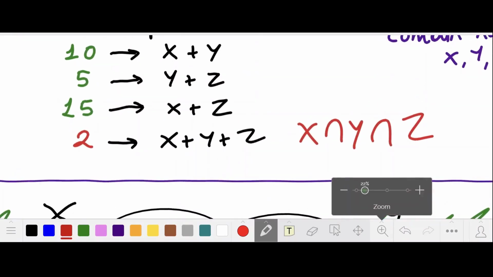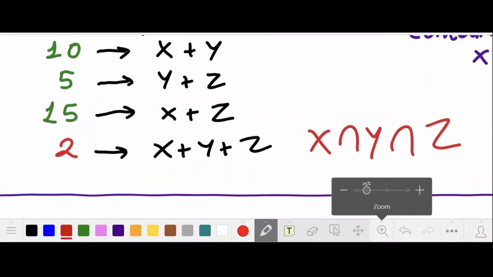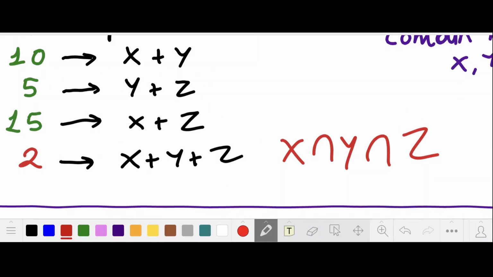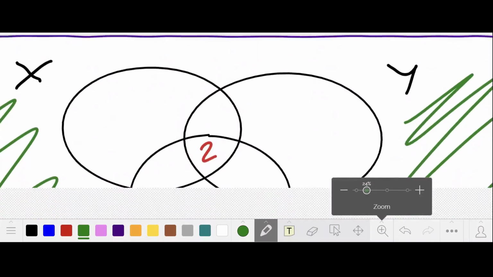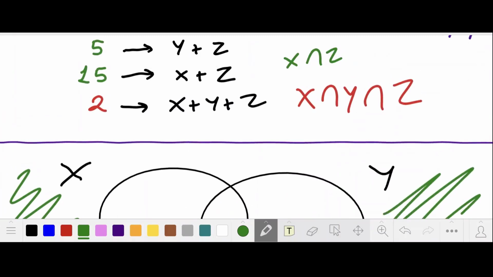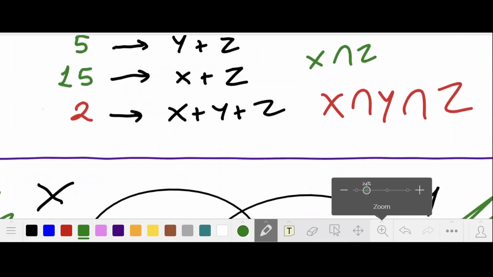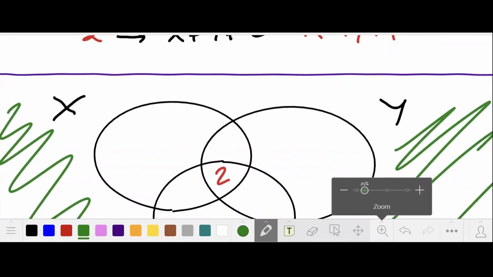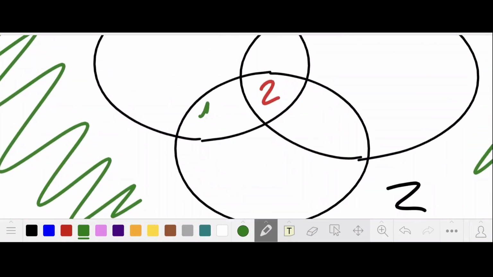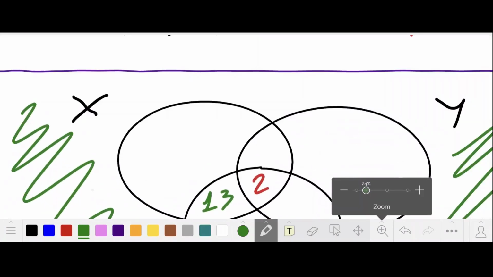Okay, the number of bacteria that contain both plasmids X and Z is 15. This corresponds to the intersection of X and Z. Since we have written down the number 2 in the central region, we have to add 13 in order to reach the number 15. So in the intersection of X and Z, we write down the number 13, so that 2 plus 13 is equal to 15.